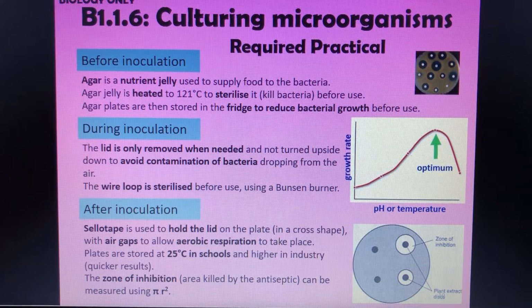We then have to calculate the zone of inhibition. Those white areas on that plate are the areas where the bacteria has been killed, and the antibiotic or the plant extract or whatever it might be has diffused through the agar and killed the bacteria further away from the disc. And to work out that zone of inhibition, we use pi r squared, r being the radius, but if we measure the diameter first and then half it, we will get a much more accurate reading. So pi r squared to work out the area of the zone of inhibition.